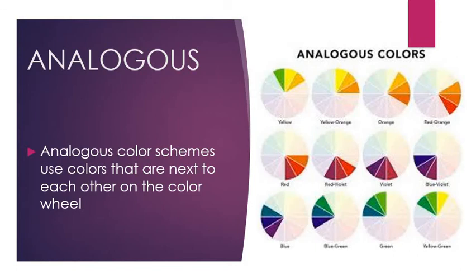Next is analogous. Analogous color schemes use colors that are next to each other on the color wheel. Like this example, the green, yellow, and orange. They are next to each other on the color wheel. So this is called analogous colors.